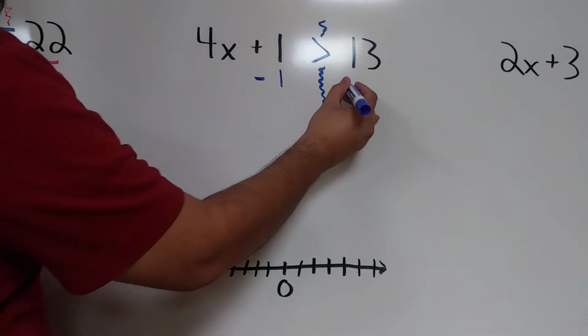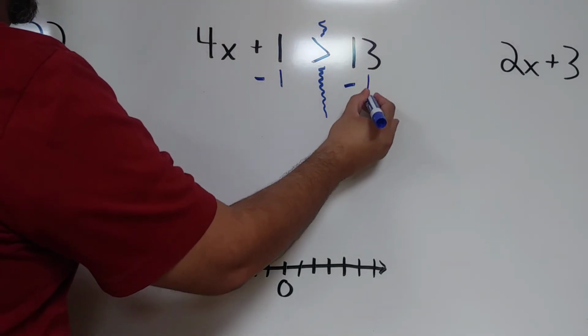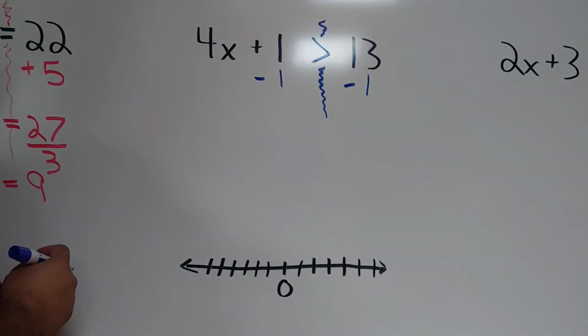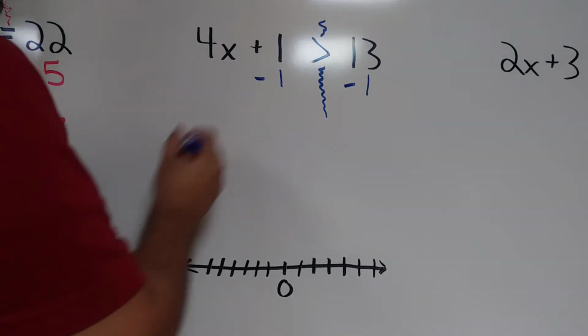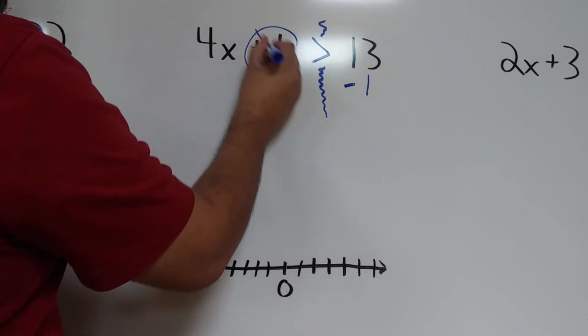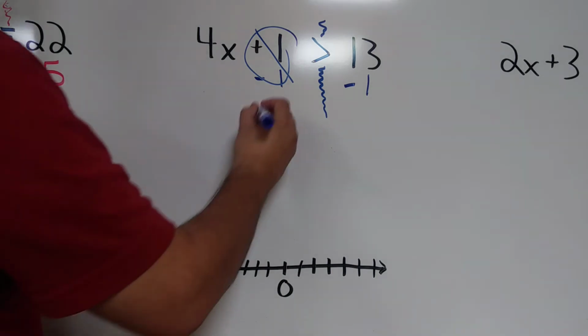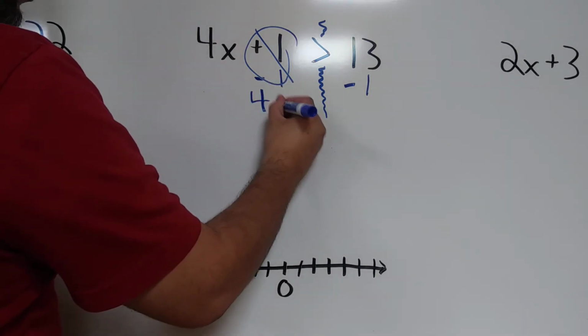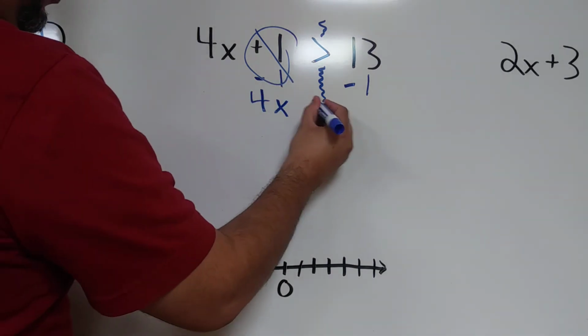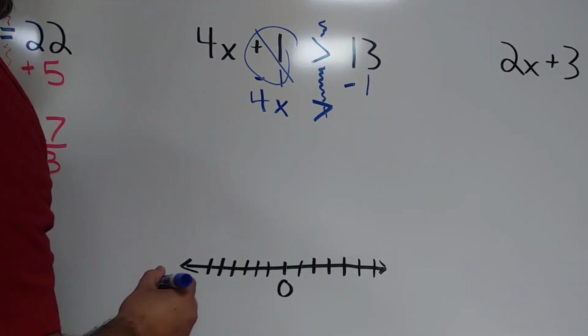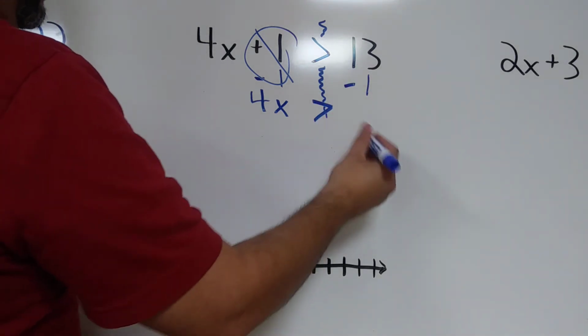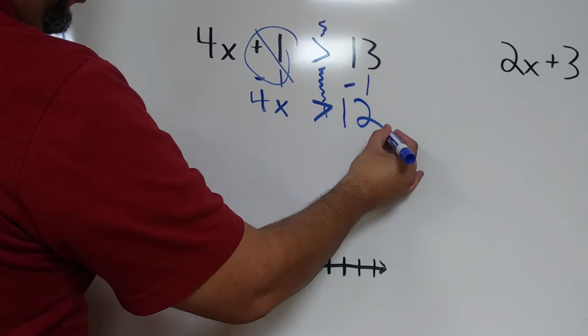We subtract 1. And to keep our inequality balanced, we have to do the same to the other side. Plus 1 minus 1 cancels out. We're left with 4x on the left, a greater than sign in the middle, and 13 minus 1, which is 12, on the right-hand side.